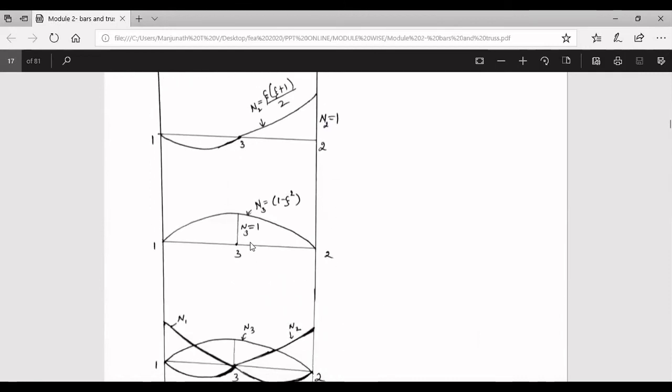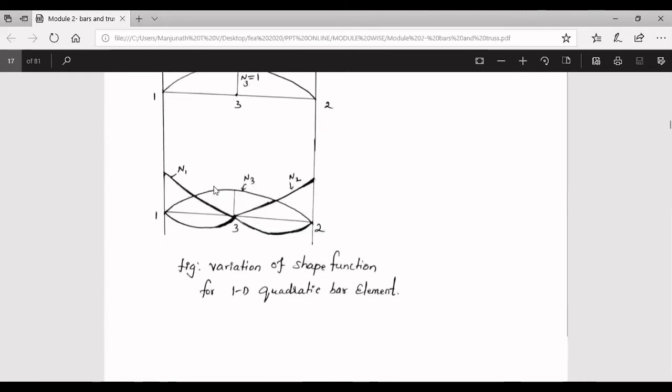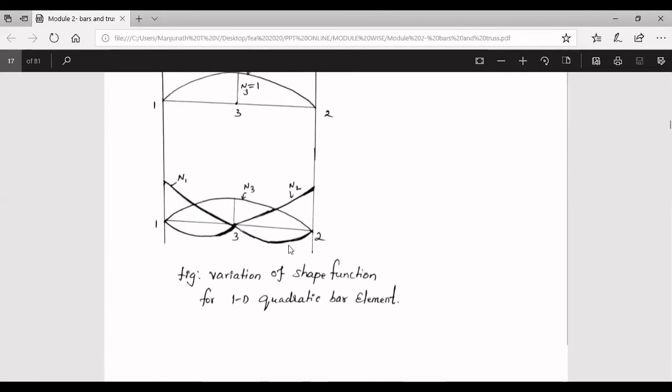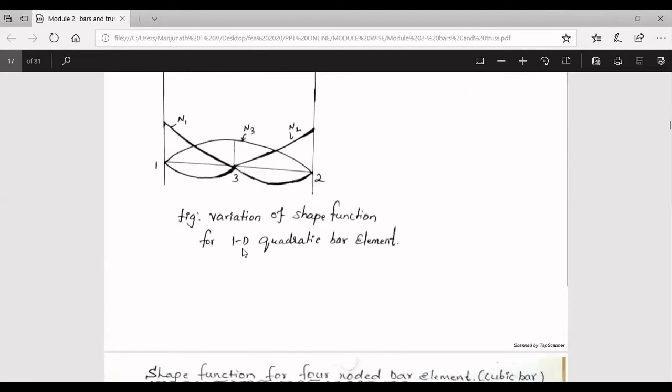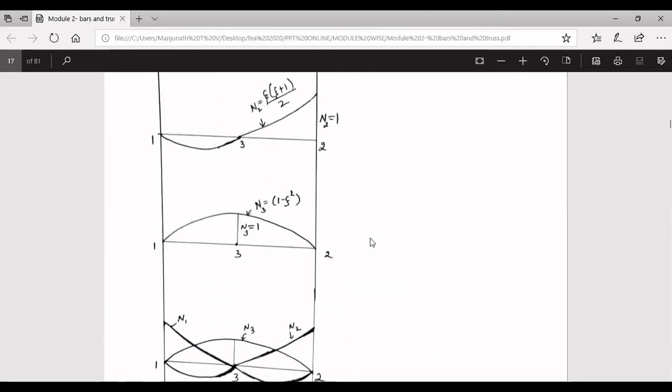Similarly, at node number 3, as we substitute zeta value as 0, because at node number 3 the zeta value is 0, N3 becomes 1. As you substitute different zeta values along the length of the element, the shape variation is going to be drawn like this. Then the overall shape variation for 3 nodes is going to be like this for the one-dimensional 3-noded quadratic bar element.